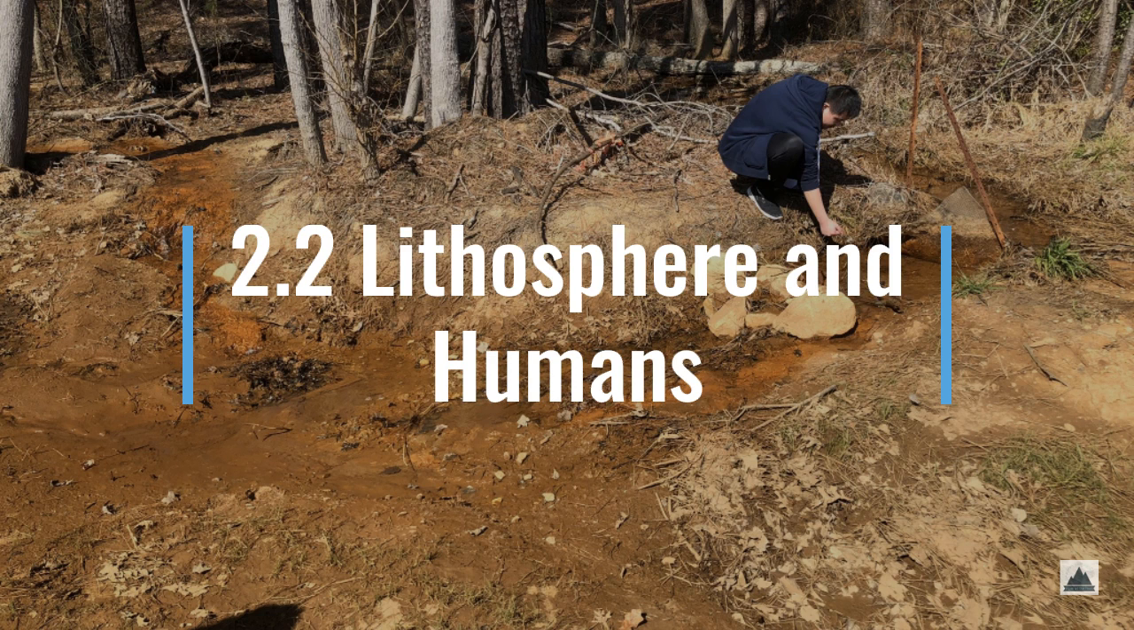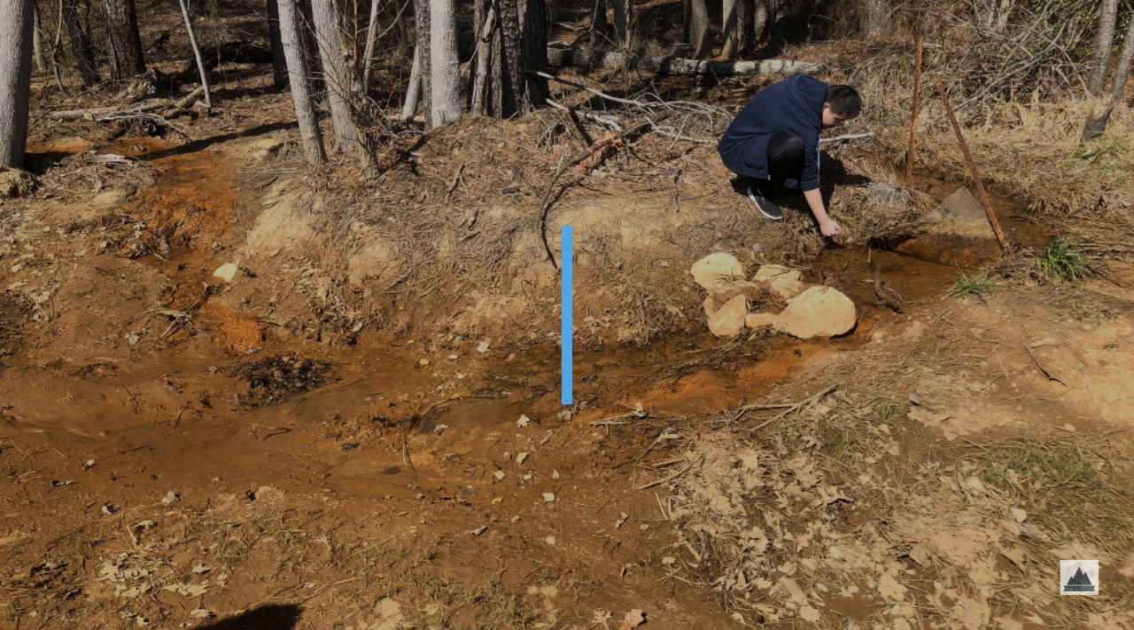In 2.2 Lithosphere in Humans, we look at how human influences impact the lithosphere. So how do we use the land? How can we mitigate some of those issues we might cause on the land, like erosion? How can we extract resources from the land? And in this unit, students will investigate an issue with the lithosphere as their first project.